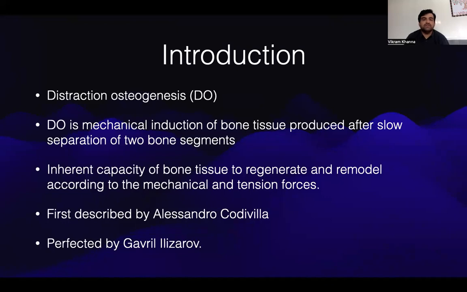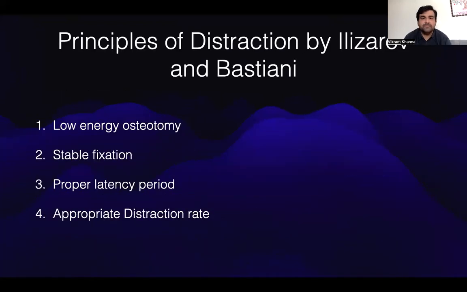Distraction osteogenesis is the mechanical induction of bone tissue produced after slow separation of the two bony segments. It is the inherent capacity of the bone tissue to regenerate and remodel according to the mechanical and the tension forces. It was first described by Ilizarov and later perfected by Ilizarov.